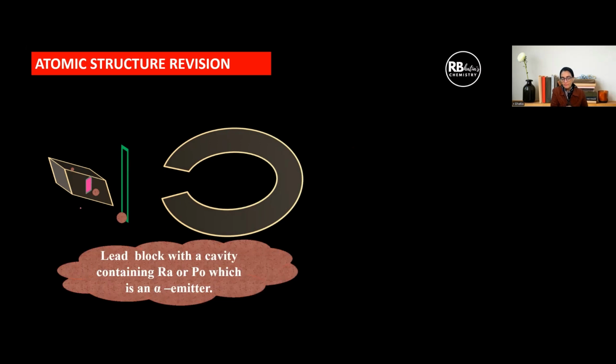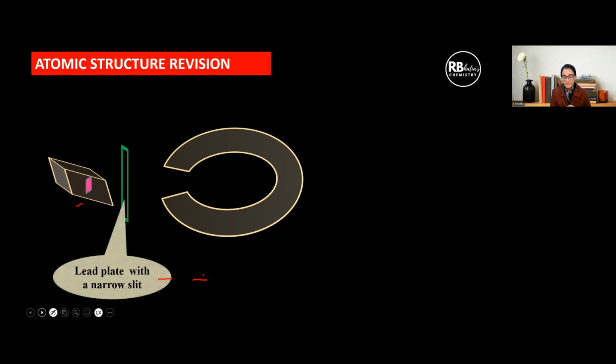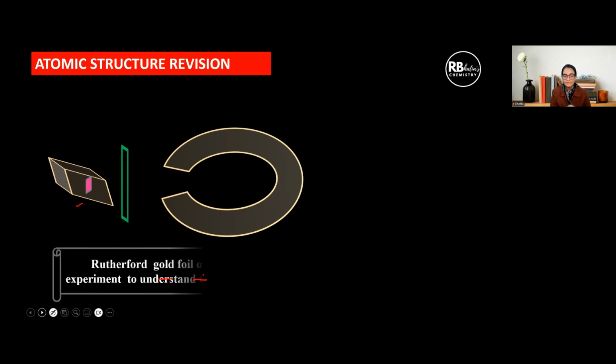This is a lead block with a cavity containing radium or polonium. Radium or polonium are radioactive materials which spontaneously, that means on their own, emit alpha particles. So this is basically a source of radiations, alpha rays. And then we have a lead plate with a narrow slit. Why a narrow slit? So that a very fine ray of alpha particles passes through it.